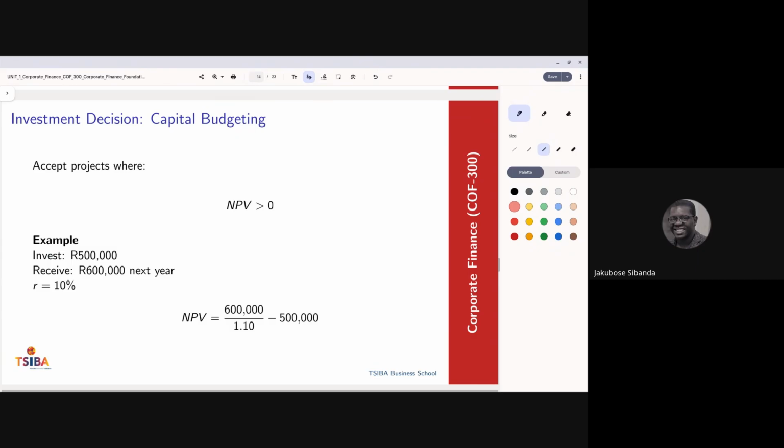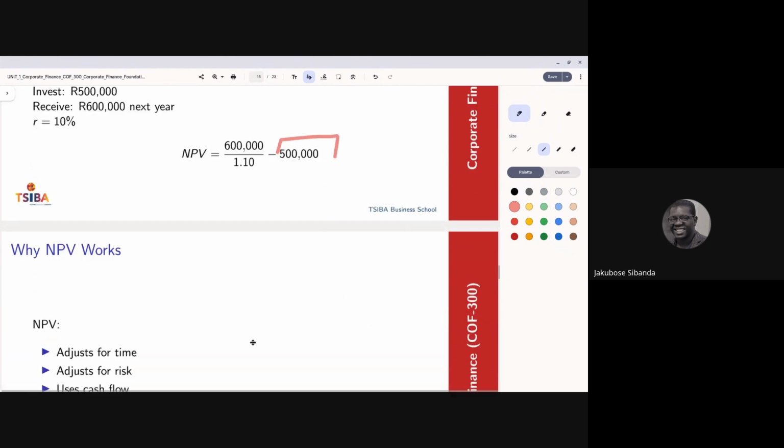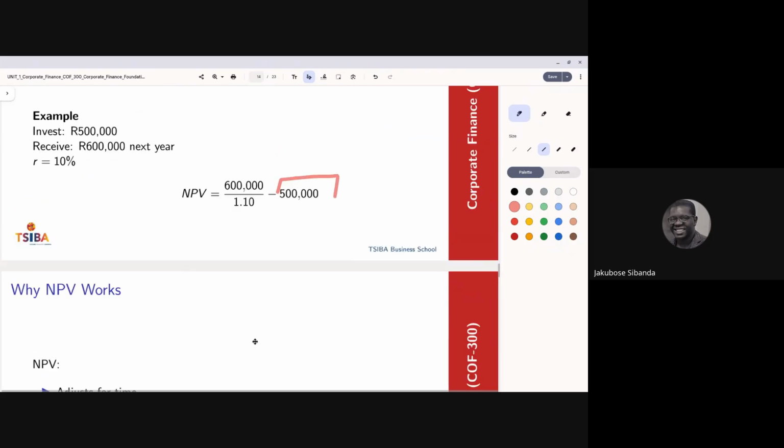So these are some of the examples of capital budgeting, investment decision. So here you've got NPV. We're given an example that you invest 500,000, then you receive 600,000 next year. And what is the net present value? So this is the 500,000, which is your cost. But what is this 600,000 today, divided by 1.10? What do you get? So we can try and do it here.